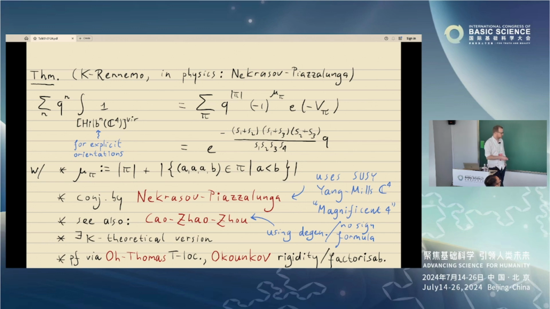One is an Atiyah-Bott localization formula in the fourfold setting due to R. Thomas. And two other important ingredients are Okounkov's rigidity principle and his notion of factorizable sequences. Roughly speaking, this localization is used for the first equality, and these two are used for the second equality.